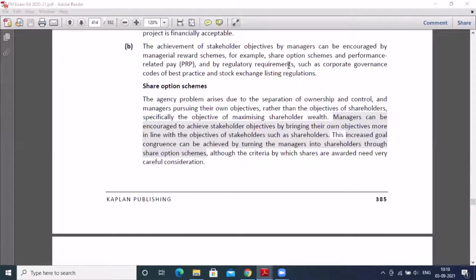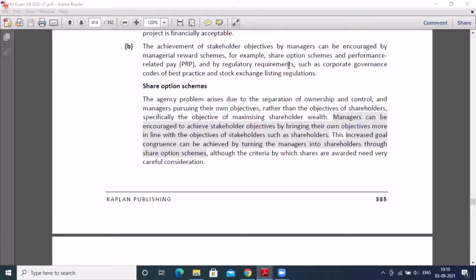So the agency problem arises due to the separation of ownership and control and the managers pursuing their own objectives rather than the objectives of the shareholders. Now specifically the objective of maximizing the shareholders' wealth. It means managers focus on profit maximization, but the shareholders' objective is wealth maximization.